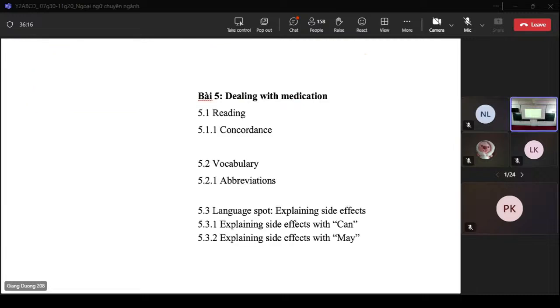Now, our lesson today. Today we are covering vocab, grammar, and reading in Unit 5, and then we will stop the lesson at approximately 10:15 to take the test.